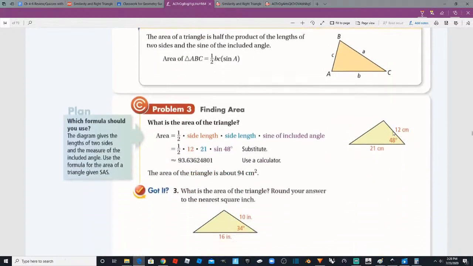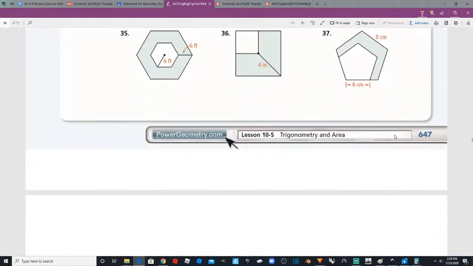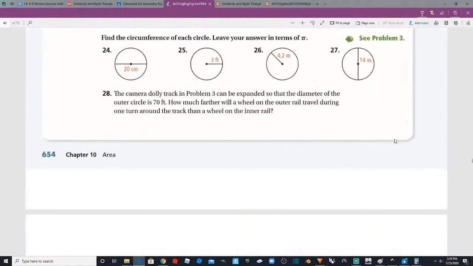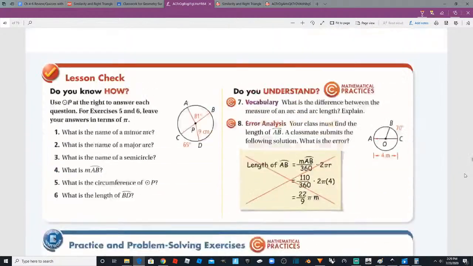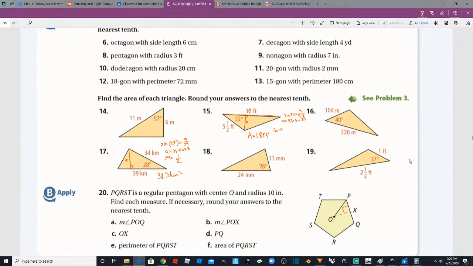Now this one. Oops, where did that get me? Okay, sorry about that. That's not good. Where was I on? Oh, that's not right. I was on 646. Here I was.